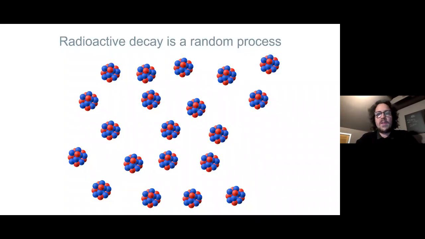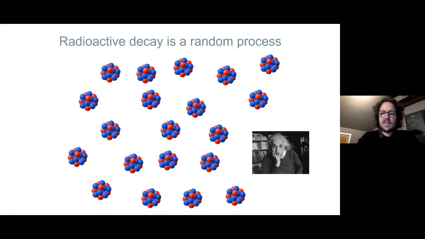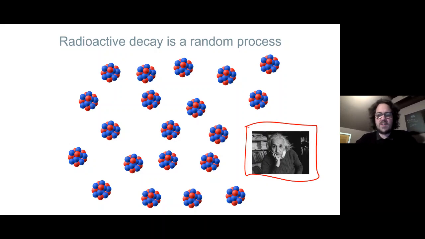Now, the thing is with radioactive decay, it's a random process. All right. This guy here, who you all recognize, I'm sure, he hated this. It really bothered him. You can see he's got a sad face on there. And the reason he hated it is because you cannot predict which one of these nuclei will decay first. I don't know if you got it. It turned out to be that one.